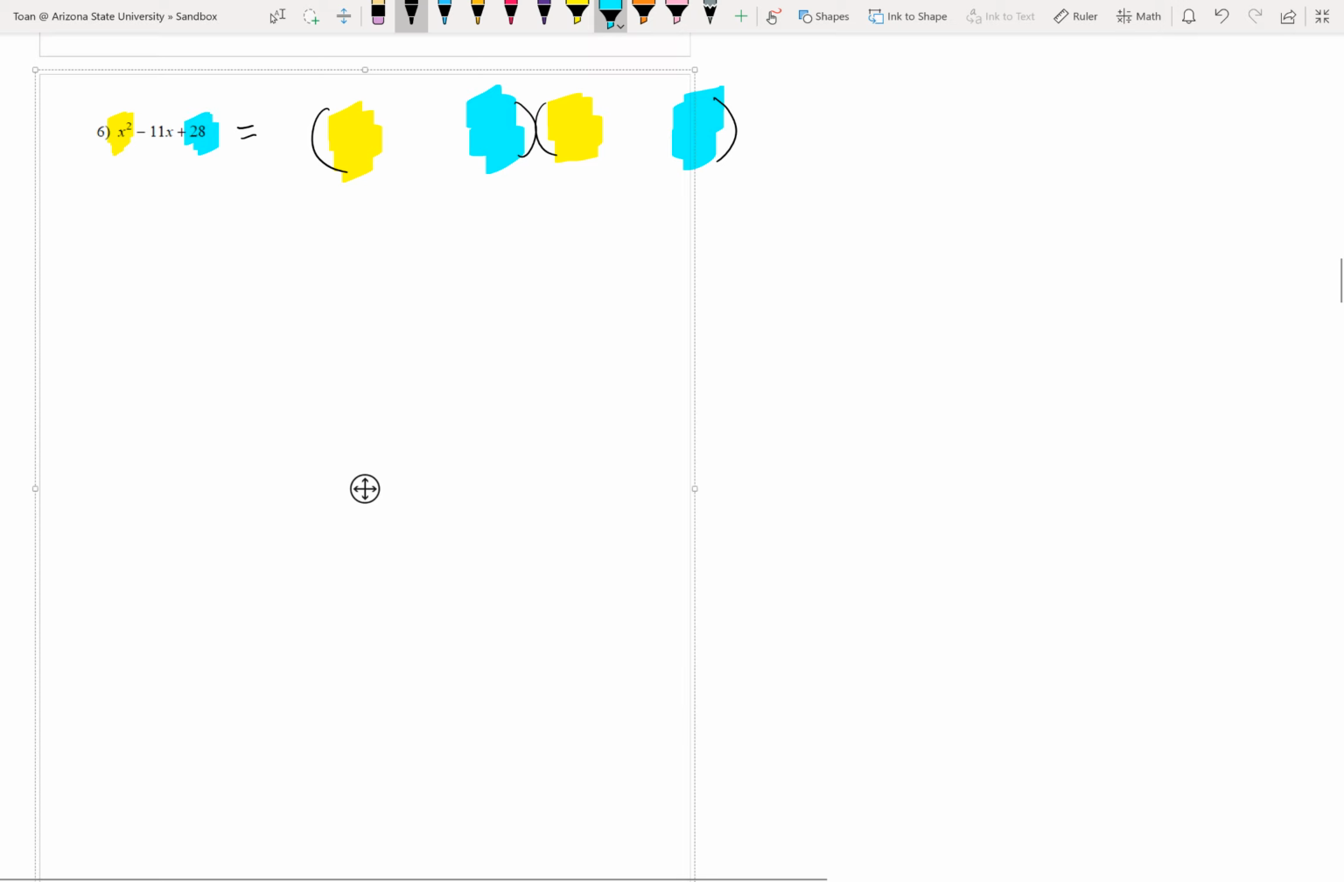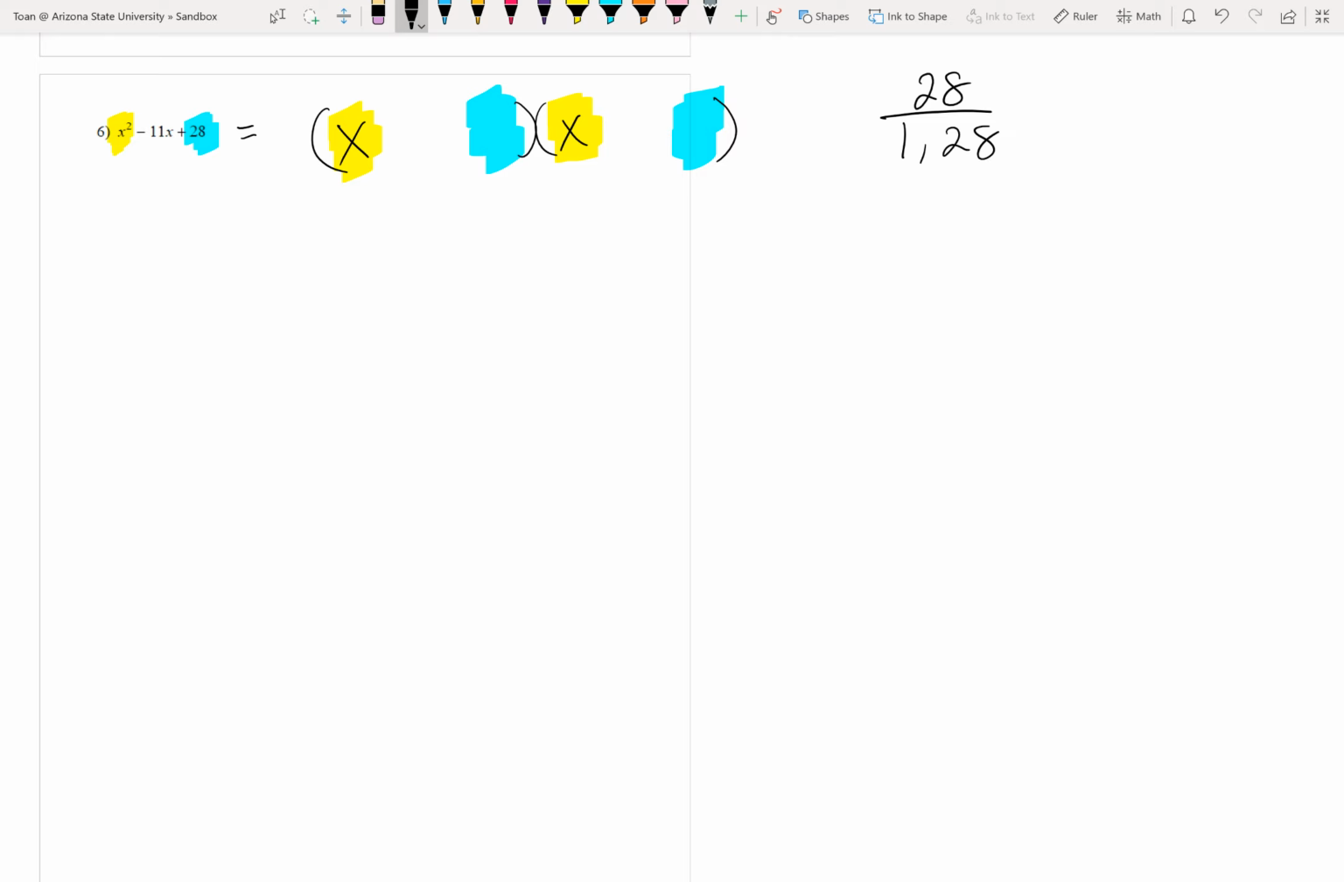So since the first term is an x squared, at least this should be easy. You know it's x times x. That's the only two things that times together to give you x squared. Now for the last terms, they have to multiply to 28. So what I like to do is pairwise factor that number. Always start with 1 and itself, because 1 times anything is itself. Then move up to 2.